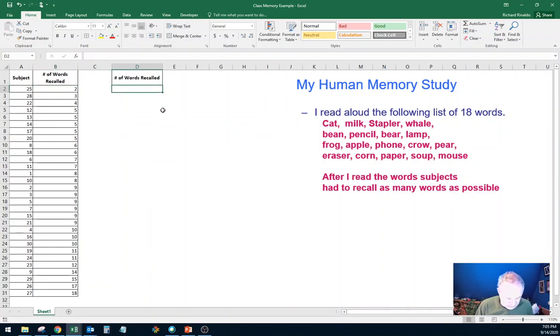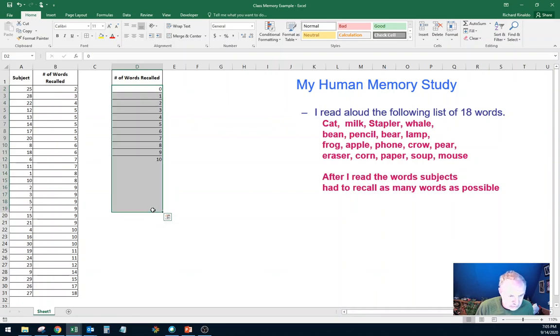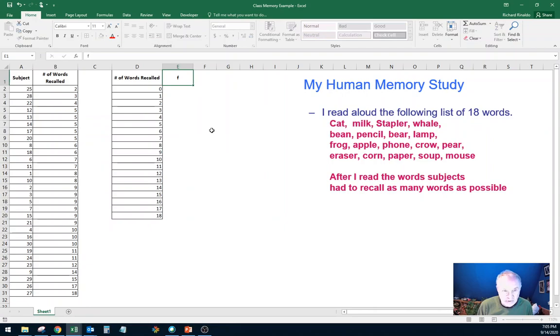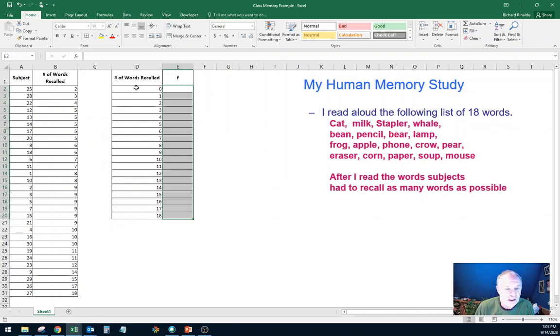Performance can range from 0 to 18. F is the frequency. How many people in my study recalled 0 words? Well, the poorest performance was 2, so nobody recalled 0 words. Nobody recalled 1 word. In terms of frequency, 1 person recalled 2 words.